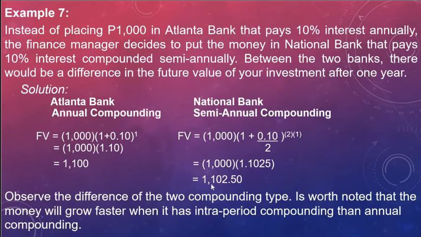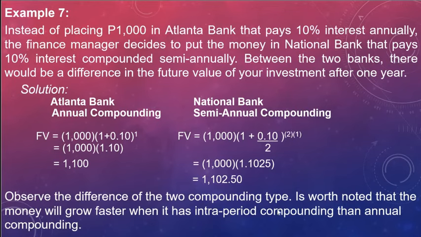So, if you have noticed, the future value would be 1,102.50. So, it is greater than the annual compounding. So, there's a difference of 2.50, no? Because here, the interest you earn when the compounding is semi-annual is 102 pesos and 50 centavos, compared to the annual compounding where you only have 100 pesos. So, meaning class, if you are investing, it will be wise to choose an investment that will give you intra-period compounding, because it will give you more interest than annual compounding only.